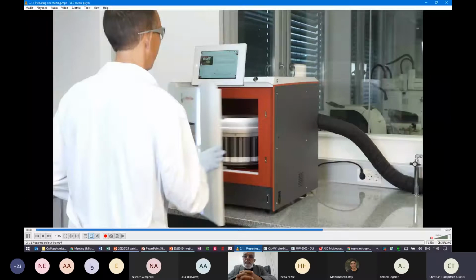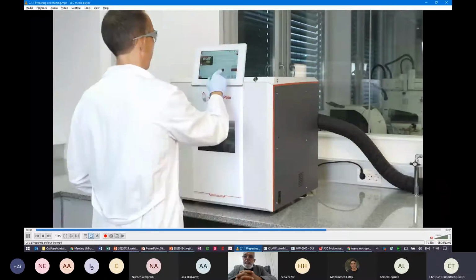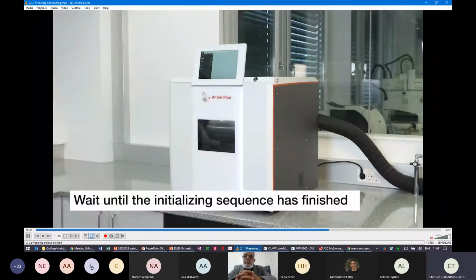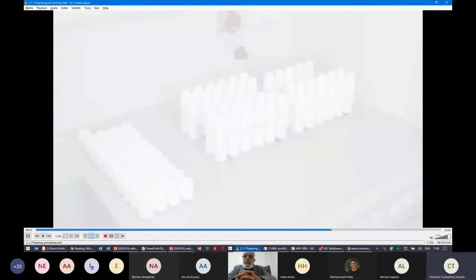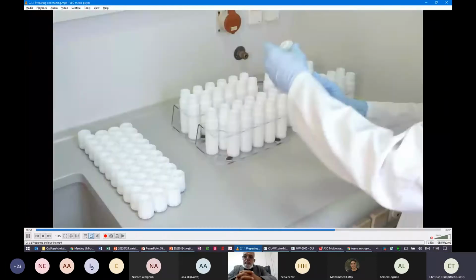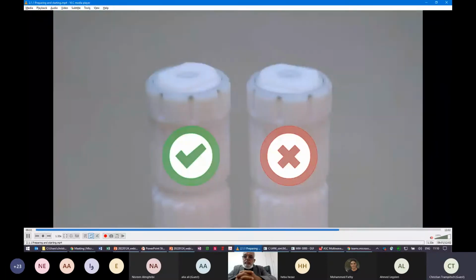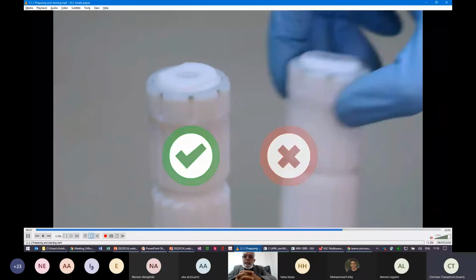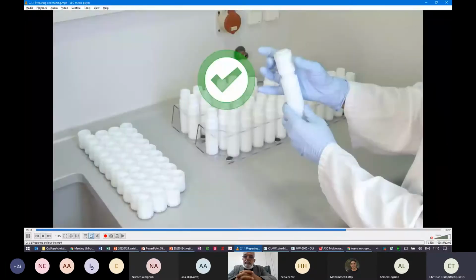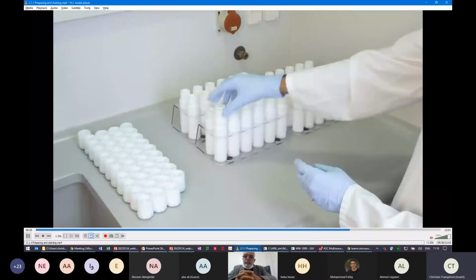So we also show you an alternative way of loading the vessels into the instrument. If you don't want to carry a fully loaded rotor, you can do that in a different way. You close the vessels first, but not completely. You just close them so that the screw cap is sitting loosely on the vessel. Then you fill your vessels like that, and then you just carry the racks to the instrument.